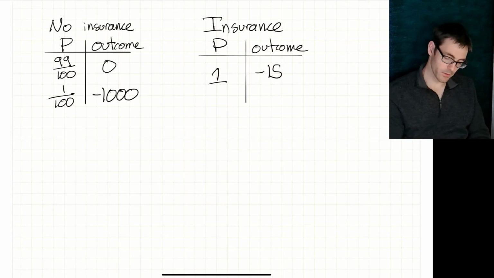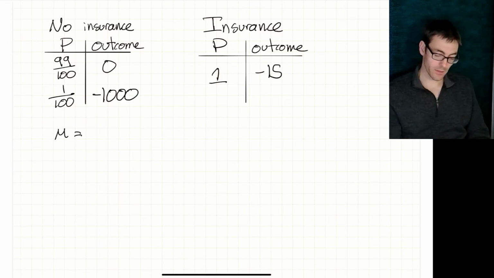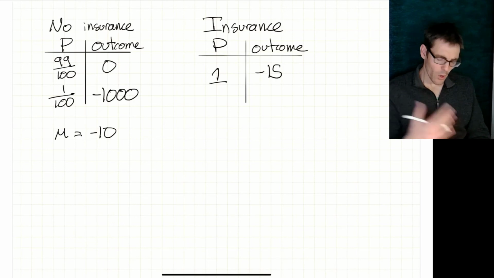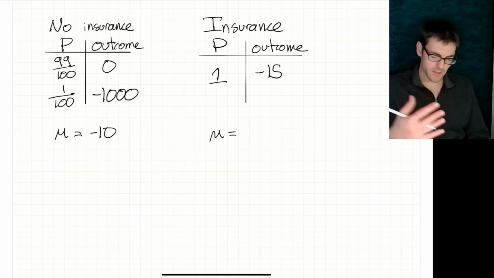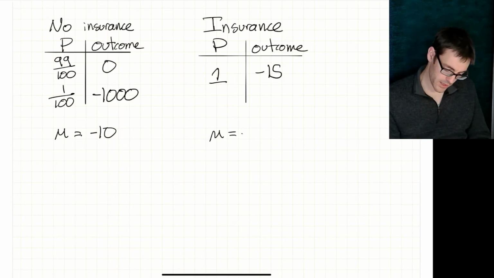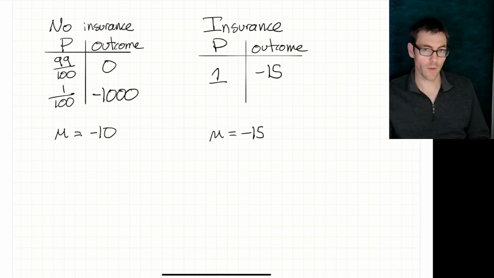In our first example, when we have no insurance, the expected value, which we could write E of x, or also mu, is going to be the weighted average of these things. So it's going to be 99 hundredths times 0 plus 1/100th times negative 1,000, which should come out to negative 10. On average, we would expect to lose 10. Well, this other one is a very easy weighted average. We are just saying, hey, it's negative 15 always. All right. So why would we ever want the insurance?